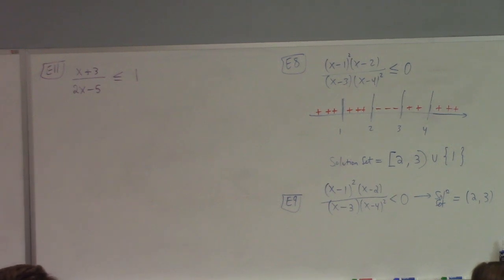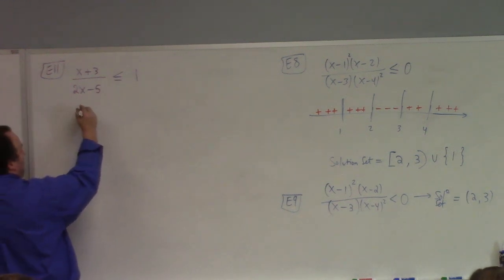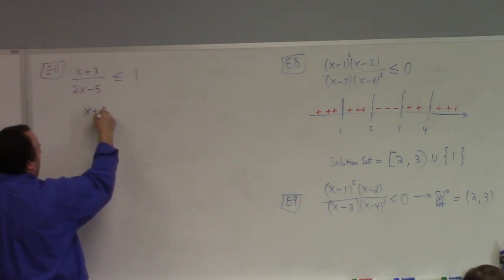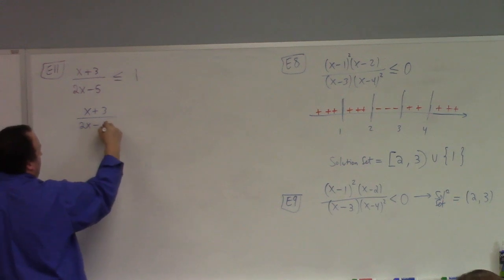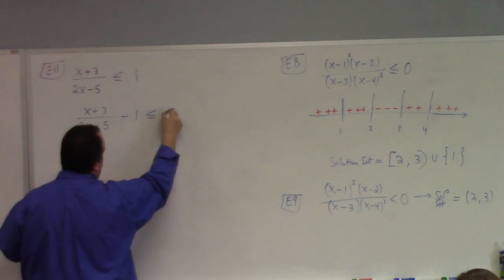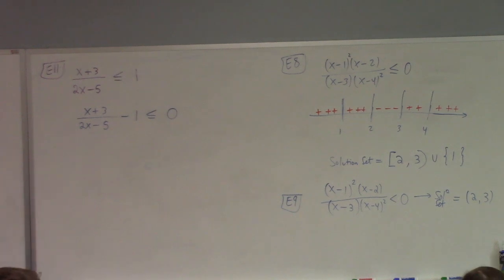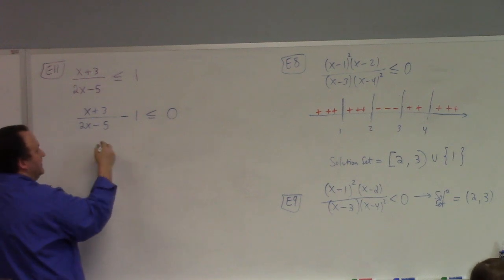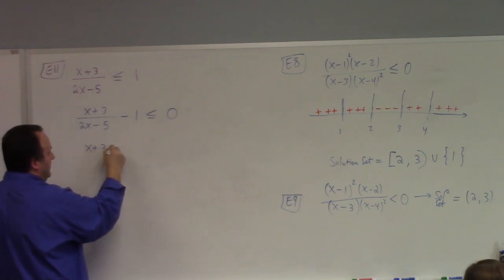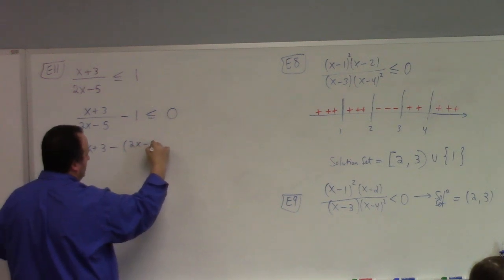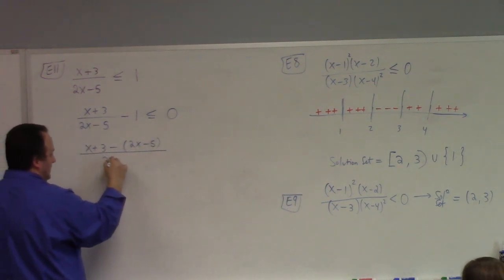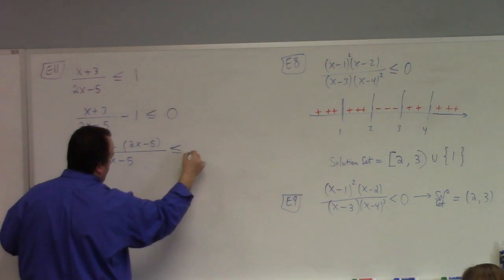So the first thing to do here is to put everything on one side, right? So we have x plus 3 over 2x minus 5 minus 1 is less than or equal to 0. Now, how do we make this into a fraction? What do we do? Make a common denominator, right? So here, that looks like this. x plus 3 minus parentheses 2x minus 5, divided by 2x minus 5, less than or equal to 0.